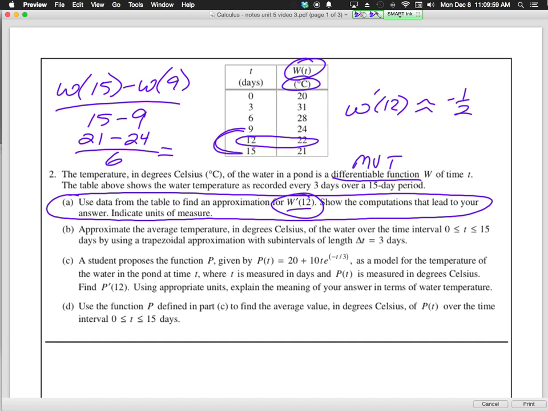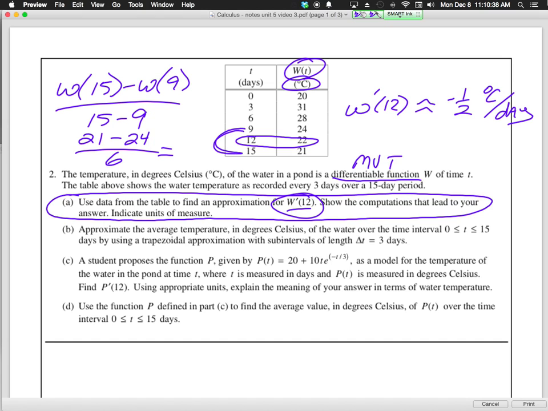All right. So, what are my units of W prime of 12 and what? Degrees Celsius per day. All right. So, what were you thinking to come up with that, Logan? The derivative is always something over time. All right. So, if I start out at degrees Celsius and I take the derivative of something that's in degrees Celsius, I have to end up with something that's degrees Celsius over a time. So my time in this problem is days.